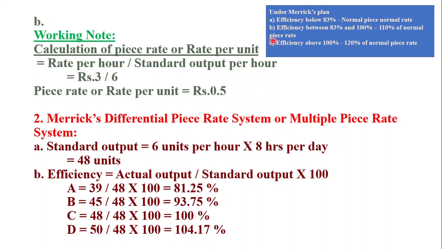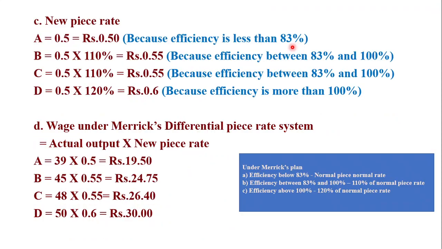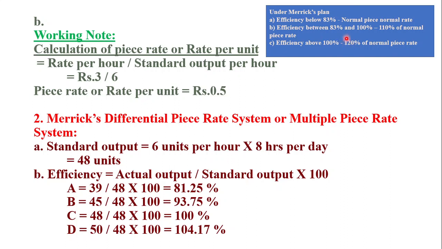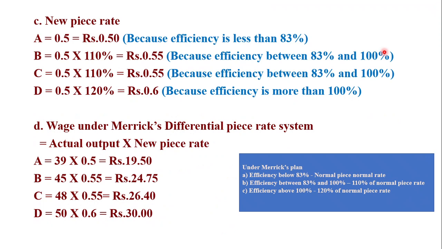And C's efficiency is exactly 100%. So efficiency lies between 83 to 100%, so 110%. Then D's efficiency is more than 100%, so 120% of normal piece rate. With the help of these rates, we can calculate the new piece rate.